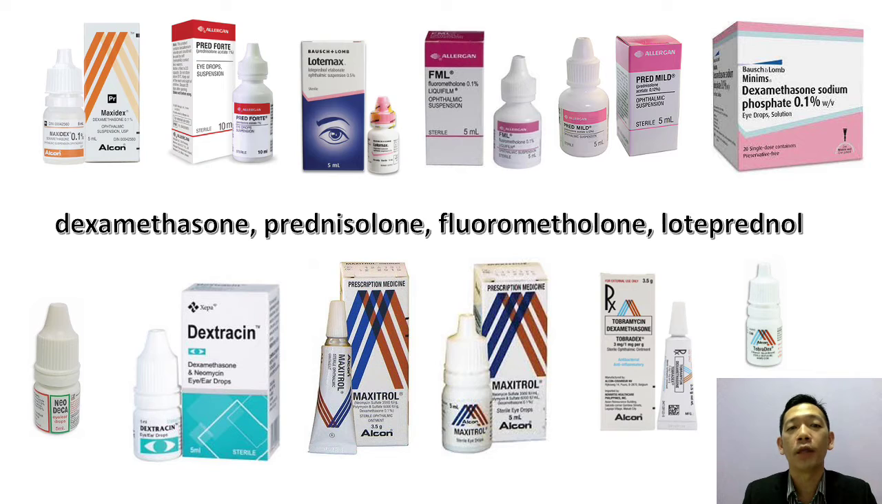Topical steroid comes in various forms and types. It can be solo in the form of eye drop or ointment, or it can be a combination with an antibiotic. The common types of steroid used for eye diseases are dexamethasone, prednisolone, fluorometholone, and also loteprednol.